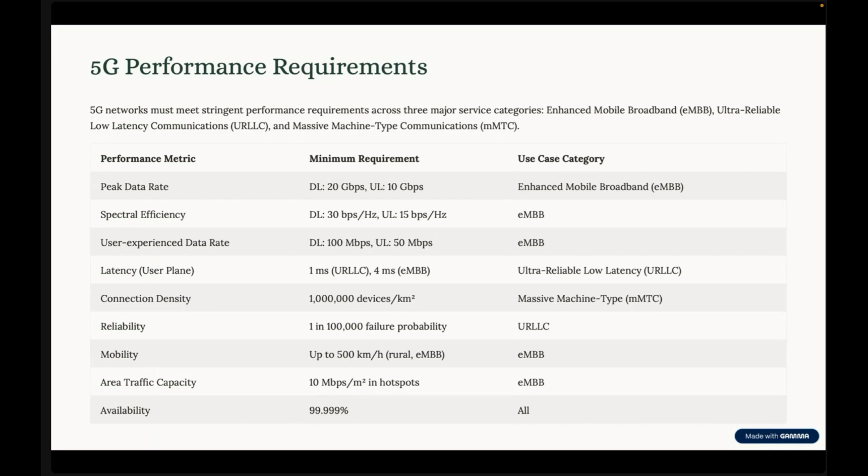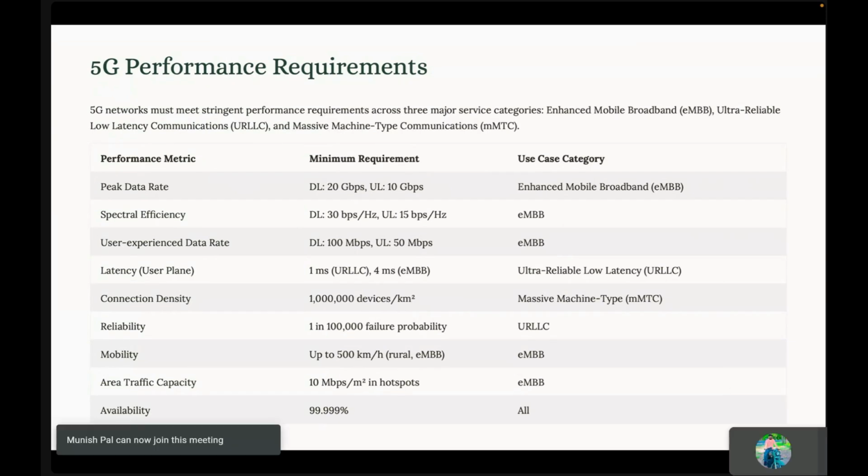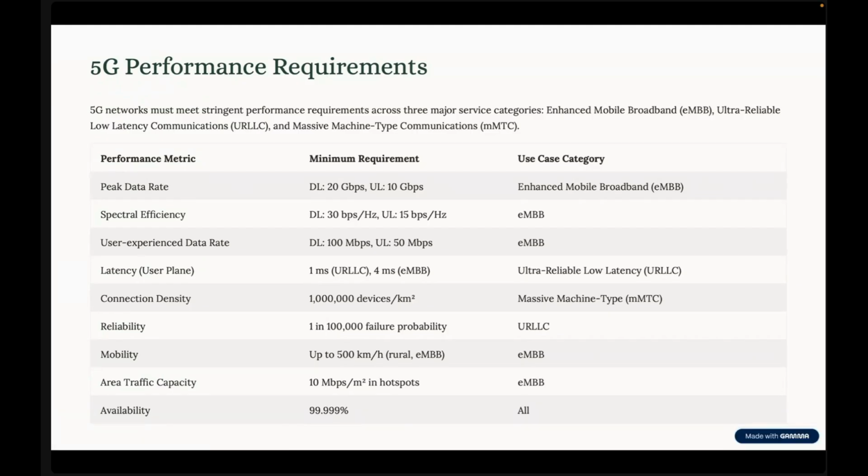But just for a quick summarization, I have included only the performance requirement parts. Talking about the performance matrix, whether you talk about the peak data rate, the reliability, or the mobility, these are the minimum requirements and how they are used, in which category they are being used.